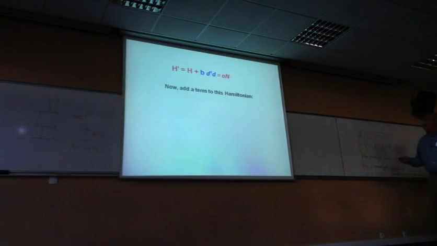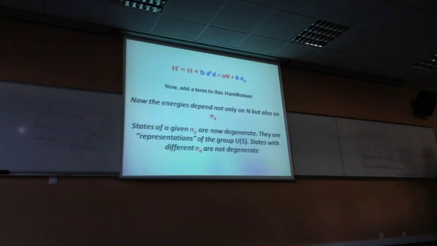So now I take this Hamiltonian, which had solutions A times the number of bosons, and I'm going to add a term B times D dagger D. And that's going to give a term in the energy B times the number of D bosons. Doesn't get too much simpler than this. Okay, now the energies depend not only on N, but also on N_D. States of a given N_D are degenerate, but states with different N_D are not degenerate.